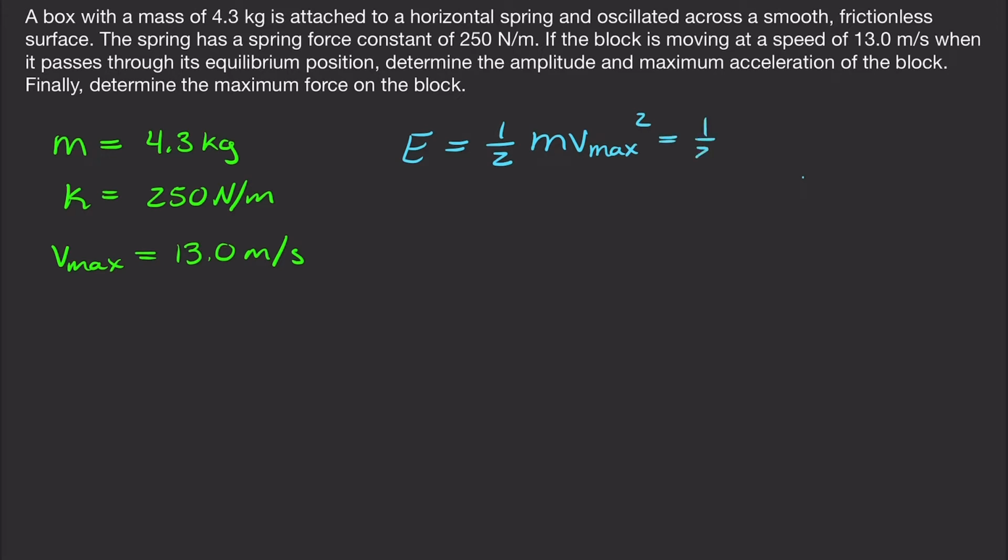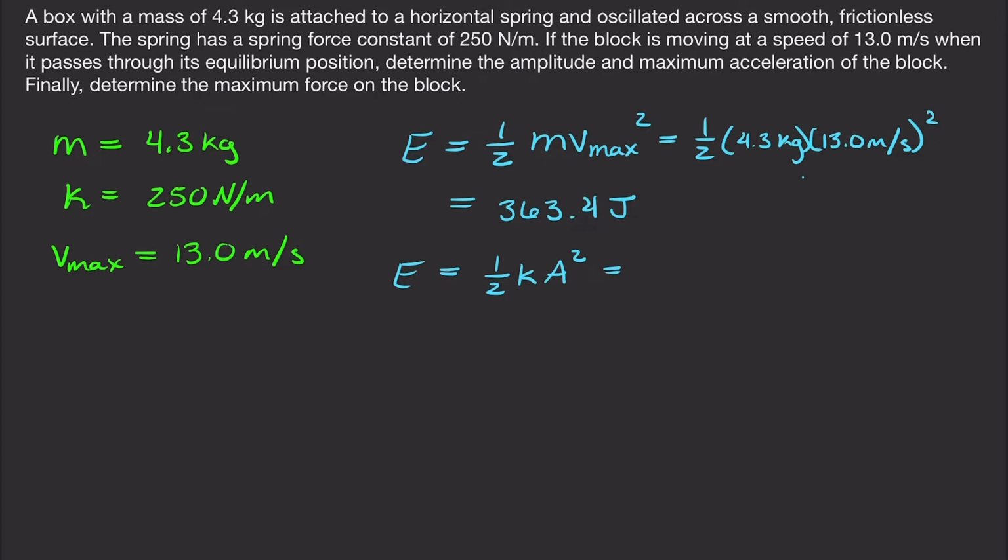And so this is 1/2 times 4.3 kilograms times 13 meters per second squared. This gives us a total energy of 363.4 joules. So now that we have this, we can use our other expression for energy. So we know all of this kinetic energy is going to turn into potential energy when the oscillator or the mass is at the amplitude.